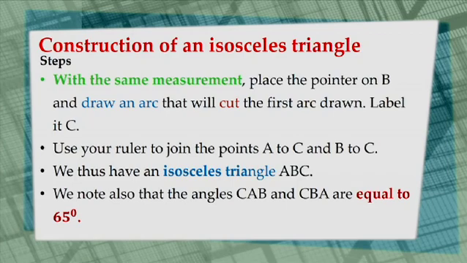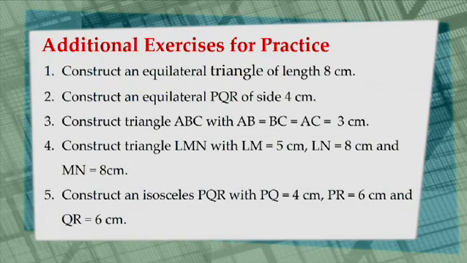Okay? Then you take your ruler to join the points A to C and B to C. For you, it will depend. We will thus have an isosceles triangle ABC. Okay? Always check whether you've got two angles which are equal. Okay? And that's it. Let's now see a few exercises for you to practice.